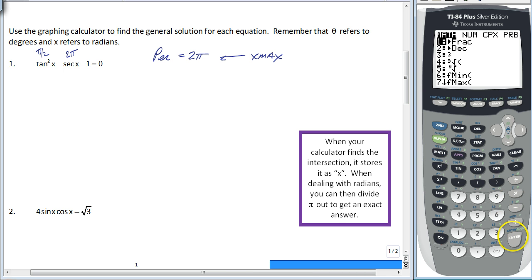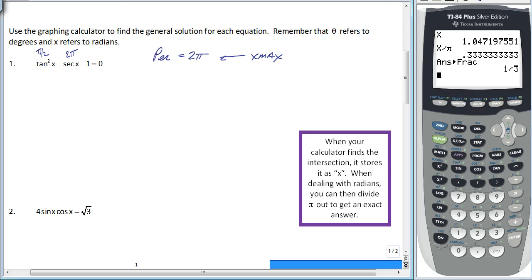Now you can just change that to a fraction, and obviously it's 1/3. So you just found the first intersection, and I highly recommend sketching the graph for these. Just a quick little sketch, it doesn't need to be perfect. The first intersection is pi over 3.